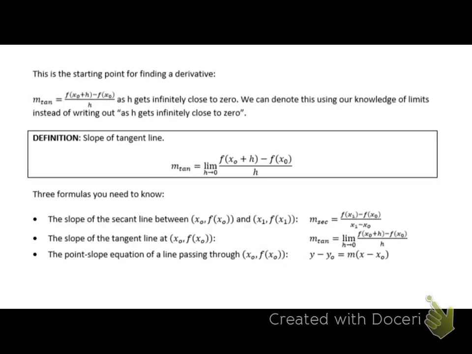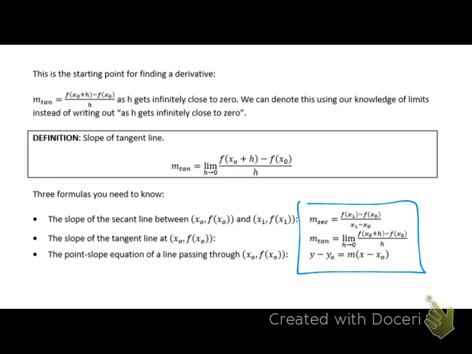This is section 4, rates of change, example 2. So when we're talking about rates of change and we're finding the slope of the secant line, the slope of the tangent line, and this point slope equation of the line, like we are in example 2, don't forget we are going to use these equations.